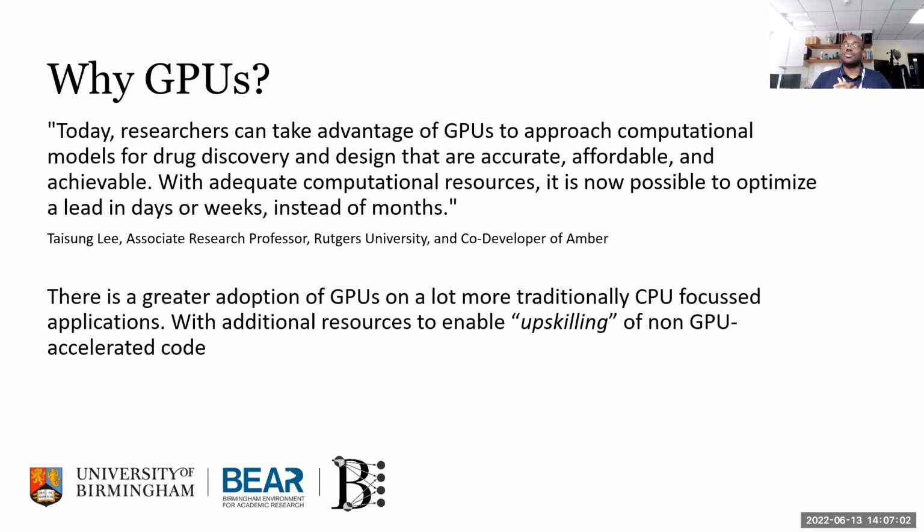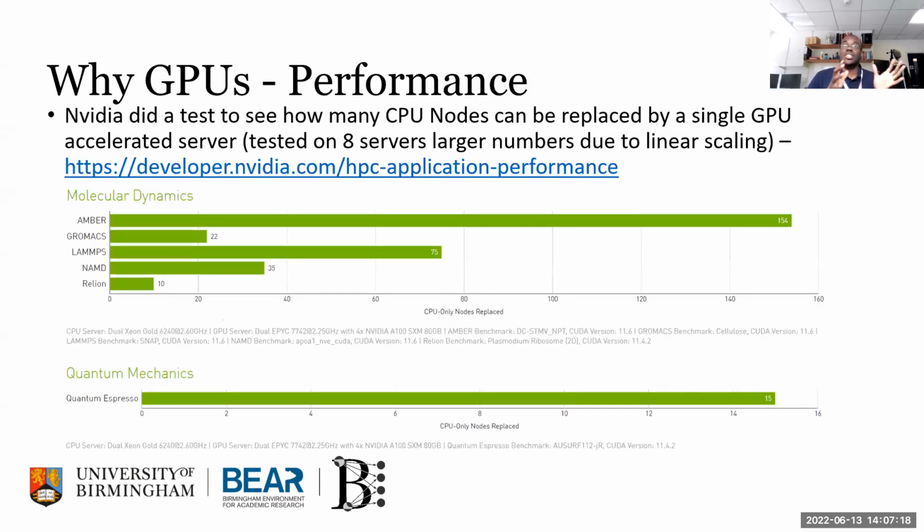These are provided by NVIDIA and some of the applications they have, and also various sites where you can find lots of information, but Baskerville itself also helps users to upskill in a large number of ways. One quick study NVIDIA did was how many CPU nodes can be replaced by a single GPU accelerated server. The GPU accelerated server in this case was the A100, which is what Baskerville has.